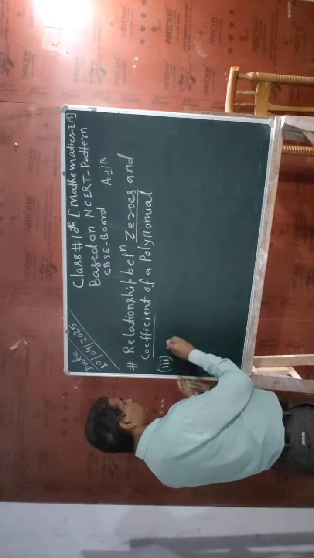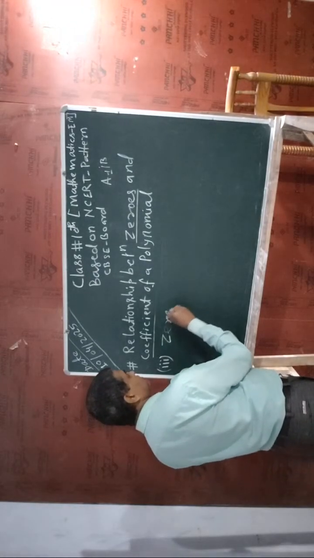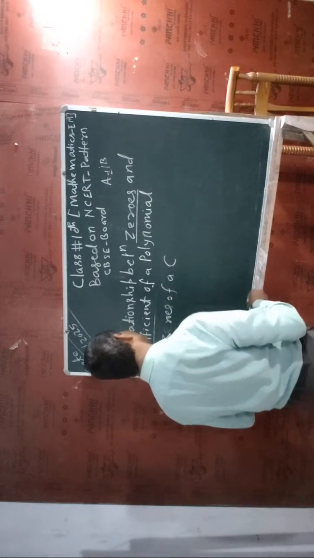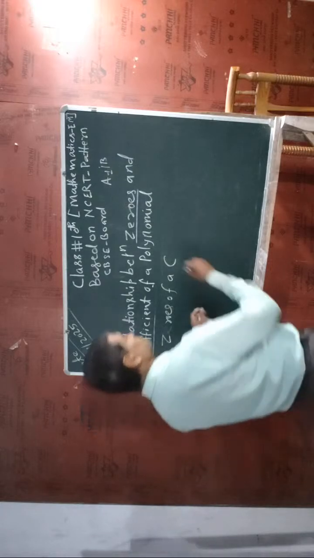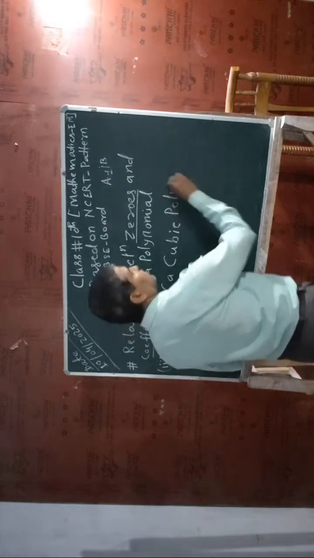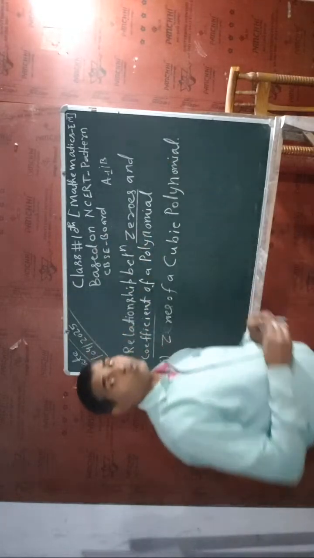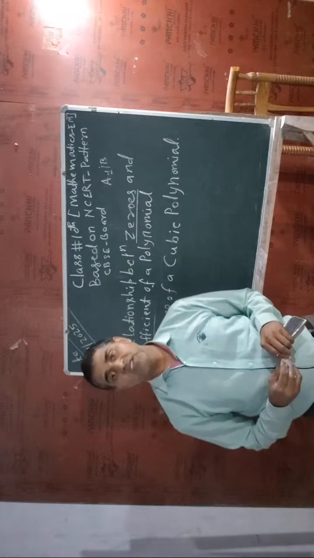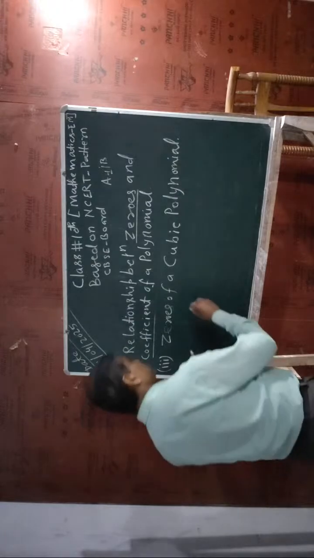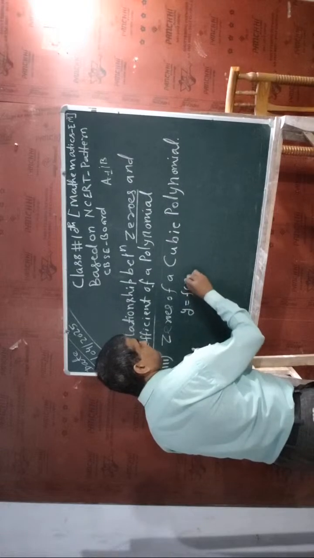Zeros of a cubic polynomial. Here we have to find the zeros of a cubic polynomial. First of all, I will write the polynomial name, which is cubic. I will write here y is equal to f of x.